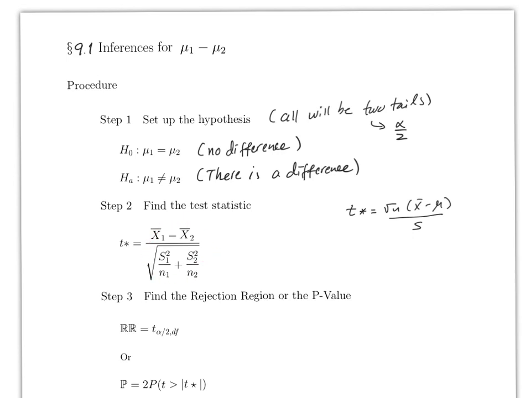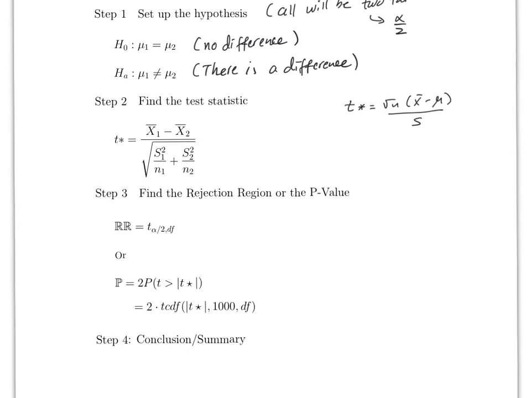Now, the rejection region and the p-value are 99% the same as before, as in section 8.2, except that now the degrees of freedom is going to be the smallest of n1 and n2 minus 1. For example, if n1 is 12 and n2 is 6, the degrees of freedom is going to be 5, because the smallest n is 6, minus 1 will give you 5.